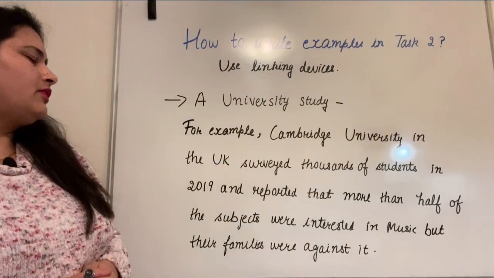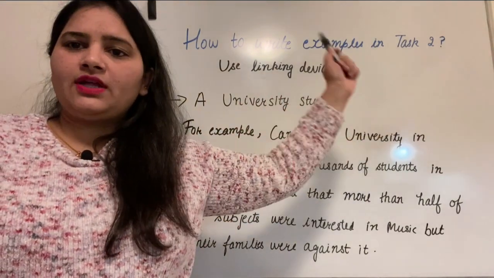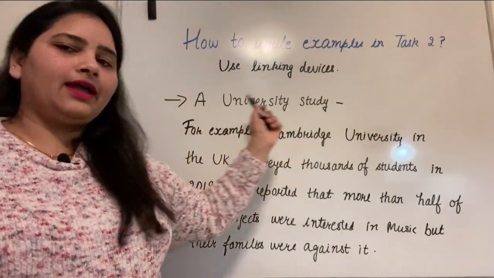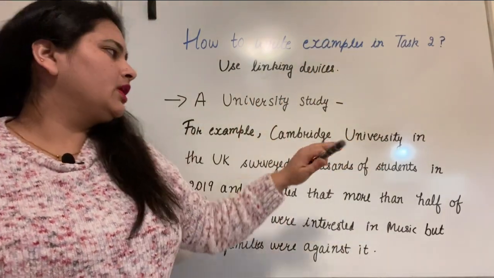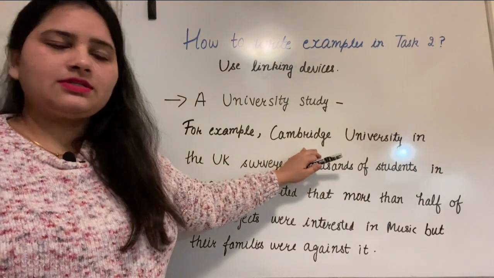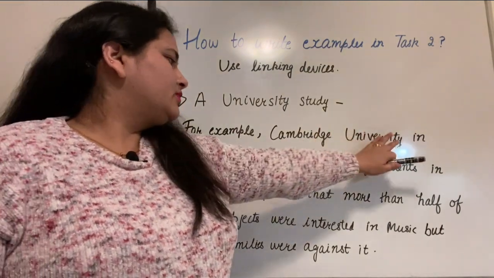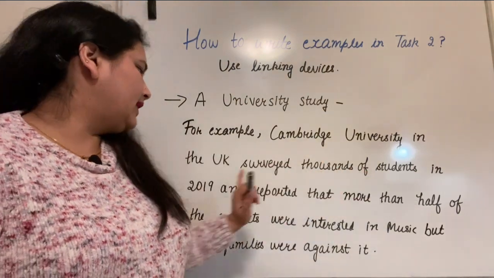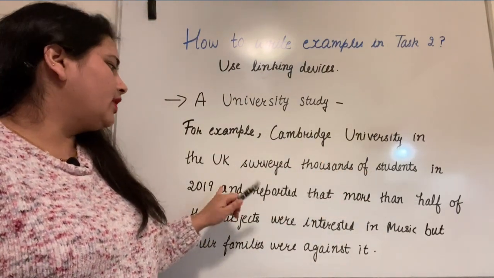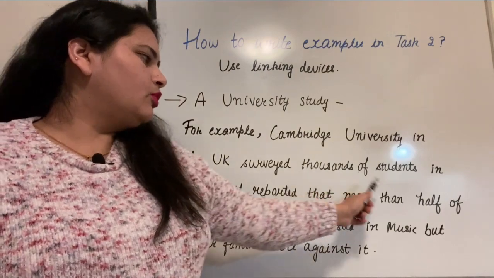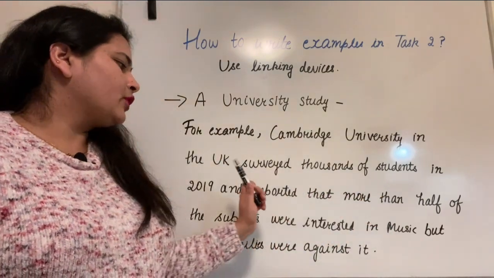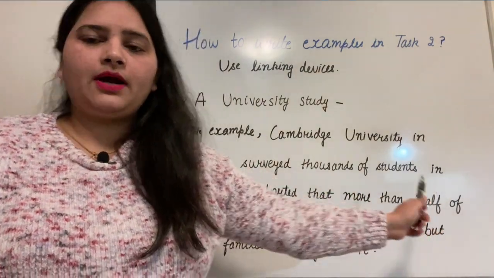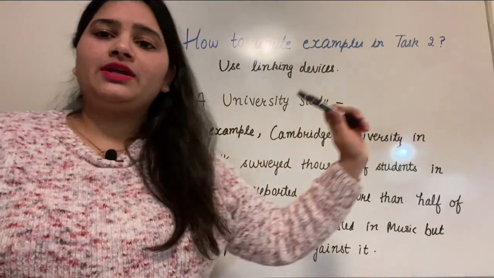You can write a university study, that some study has been done in a university. You can write any name. Here I have written Cambridge University. For example, Cambridge University in the UK surveyed thousands of students in 2019 and reported that more than half of the subjects were interested in music, but their families were against it.